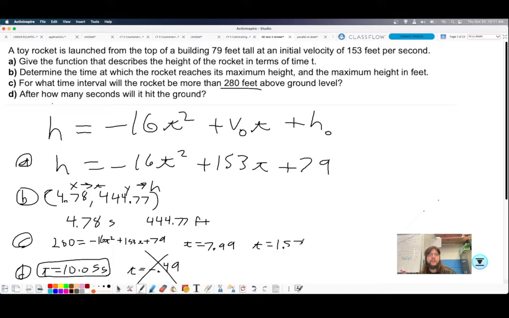So it says, for what time interval will the rocket be more than that above the ground? So think about this. It's starting up, so it's doing something like this, right? It's not going below the thing. So that's what it's looking like. And then at some time, 280, right there. So it's between those two times, right? That's above that. So between those two times, it's the x-intercept of this equation. So we put that as 280, so we basically moved our x-axis up.